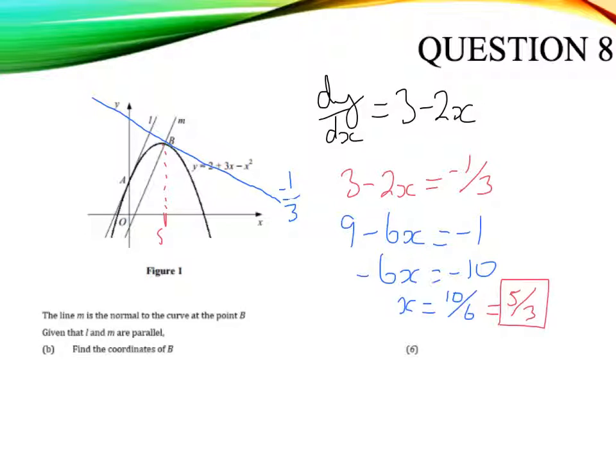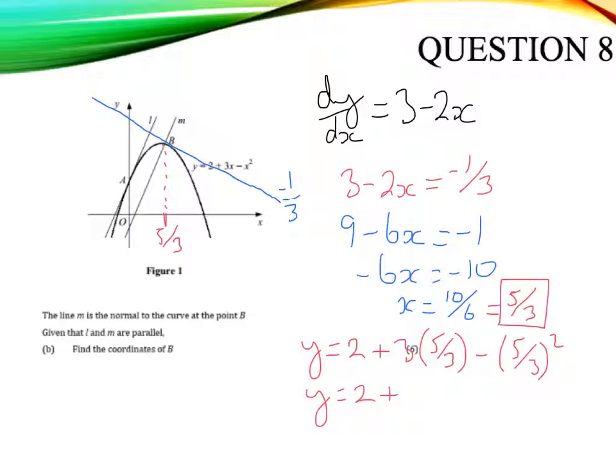Okay, let's mark that on my picture. There we go, 5 over 3. Now if we substitute that into my function y equals 2 plus 3x minus x squared, then we'll find what the corresponding y value is. So y equals 2 plus 3 lots of 5 over 3 minus 5 over 3 squared. Then we've got y equals 2 plus 3 lots of 5 over 3 is 5, minus 25 over 9. Okay, so we've got 7 minus 25 over 9.